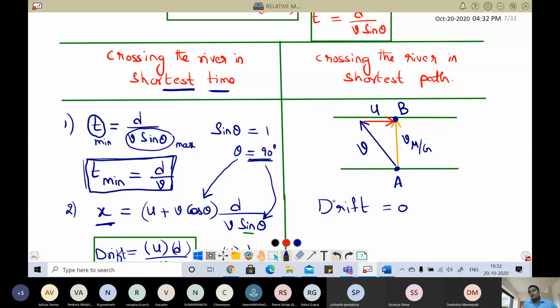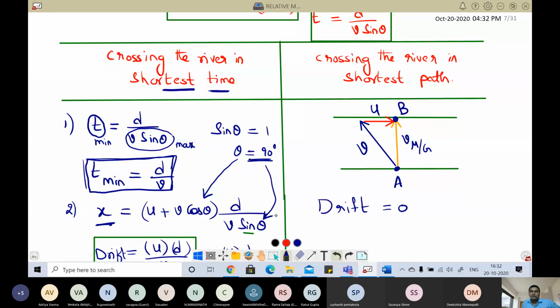Now you may have a doubt that, sir, you told that drift is the distance traveled in x direction from the target point to the landing point. That is when you don't know your destination. Please remember there is a difference between that point and this point. Right now what I am telling is I know the destination. I have to reach point B, and I am reaching point B. So here the drift occurred is 0. Very important point. With this only we can proceed to the next part.